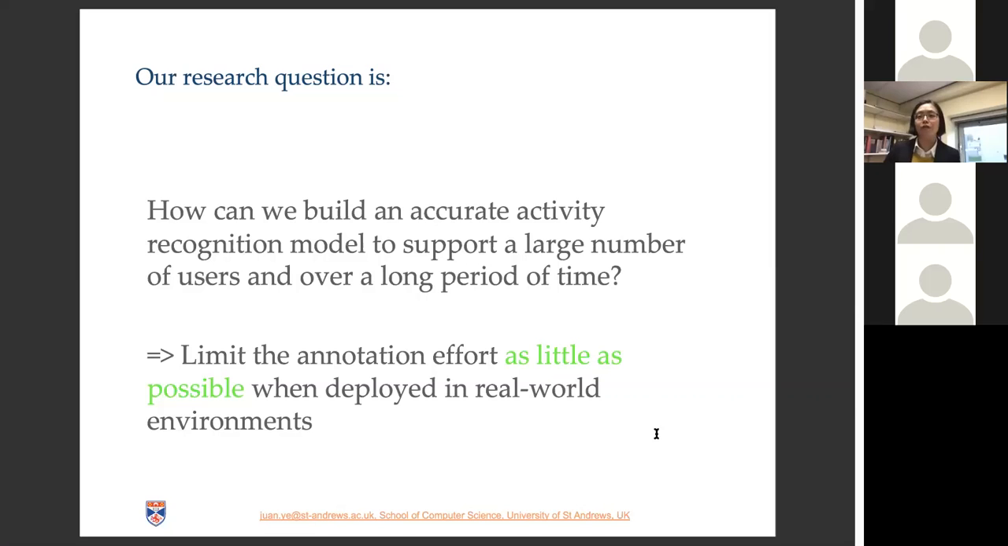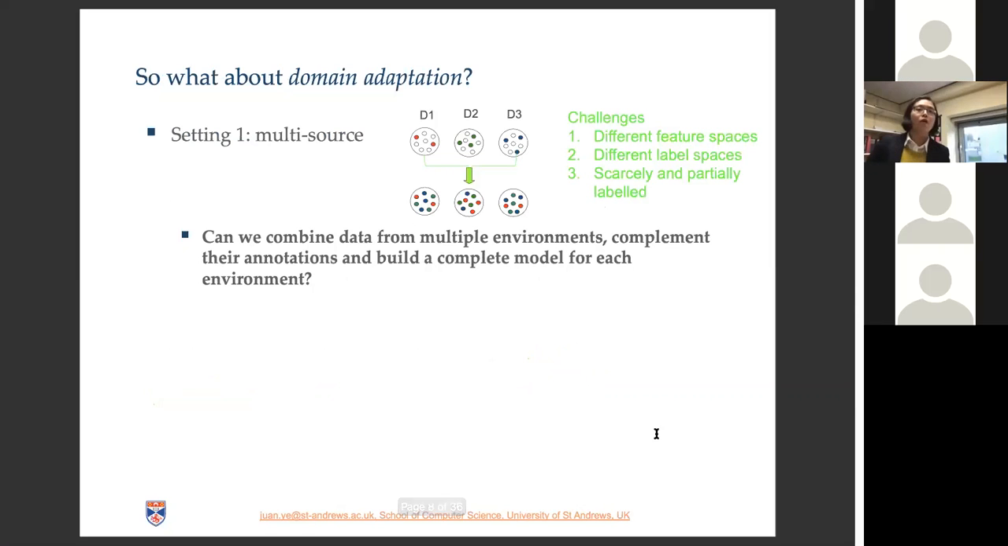That is the cost. So what about domain adaptation? Rather than think about individual users, we think of them collectively. Domain adaptation is a very popular research area in machine learning. The basic idea is we adapt the knowledge from one domain to the other domains. So in human activity recognition, we consider two different settings.